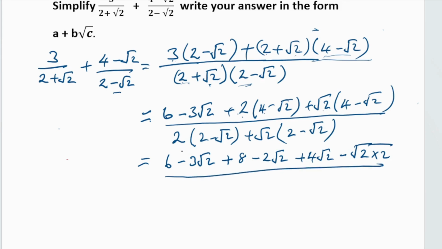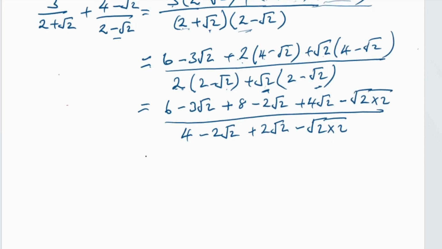I come here, I open the denominator again. 2 times 2 is 4. 2 times minus square root 2 will be equal to minus 2 square root 2. And then square root 2 times 2 will be equal to positive 2 square root 2. Then square root 2 times minus square root 2 will be minus square root 2 times 2. Therefore, we are still moving on well.